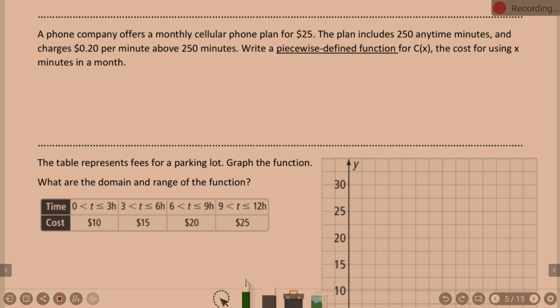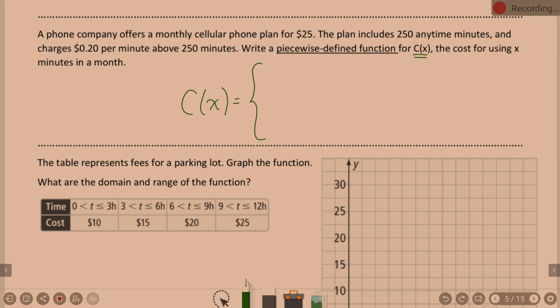Okay. We're writing an equation like what we just did. Okay. Normally we start with f of x. This time I'm going to start with c of x. So you got the first part. So c of x equals, there's my little piece. Okay. C stands for the cost of a phone in terms of x, so in terms of minutes.